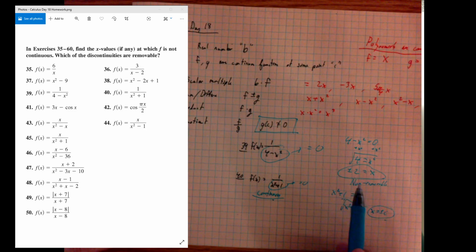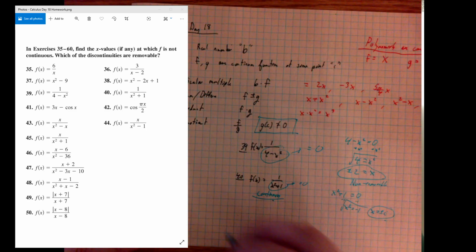Let's look at one where we do end up having a removable one. In this case, that is number 43.